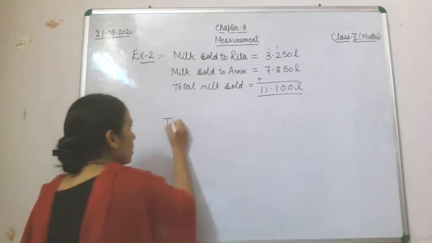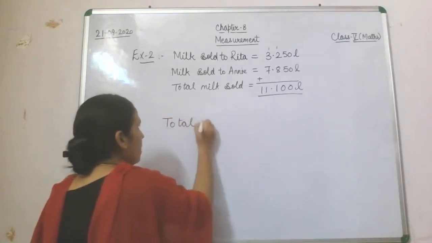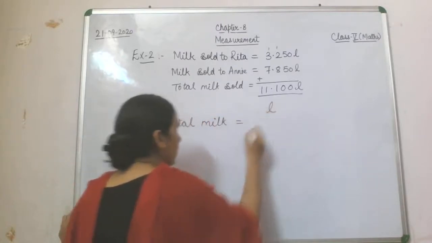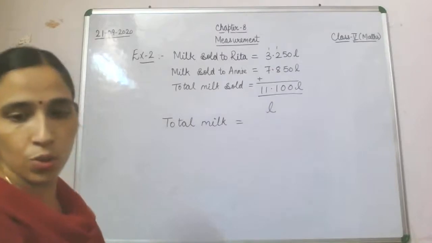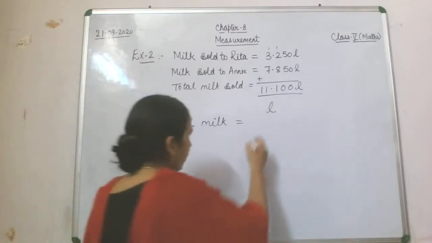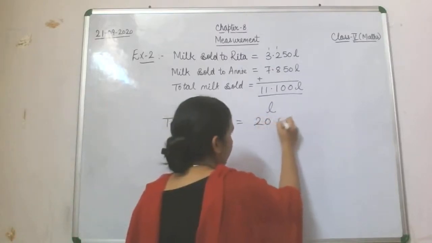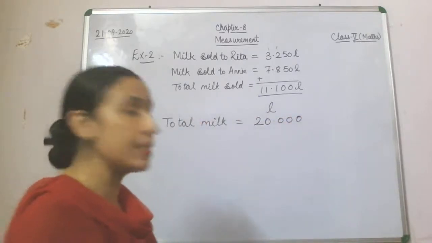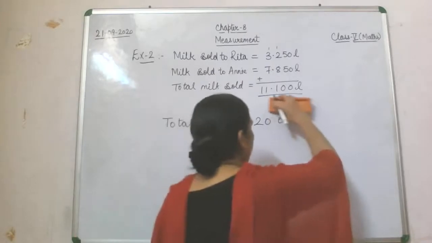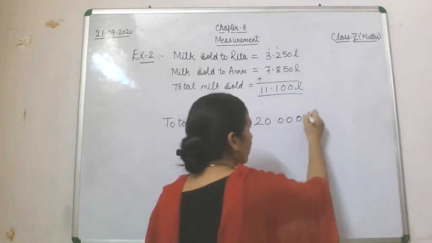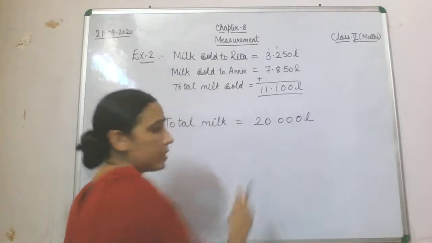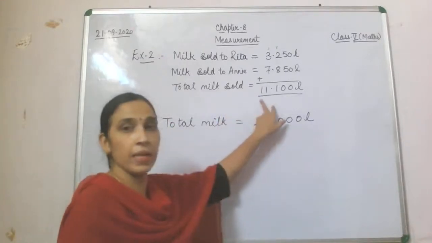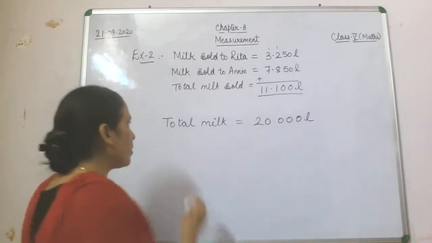Now what is the total quantity of milk? Total milk which that milkman had, we'll write here liters. And what is the total milk? That is 20 liter. And in fact, if you don't want to write liters above, you can write it here only, in front of this 20 liter. Now out of 20 liter, the milkman already sold this much milk, that is 11.100 liter.